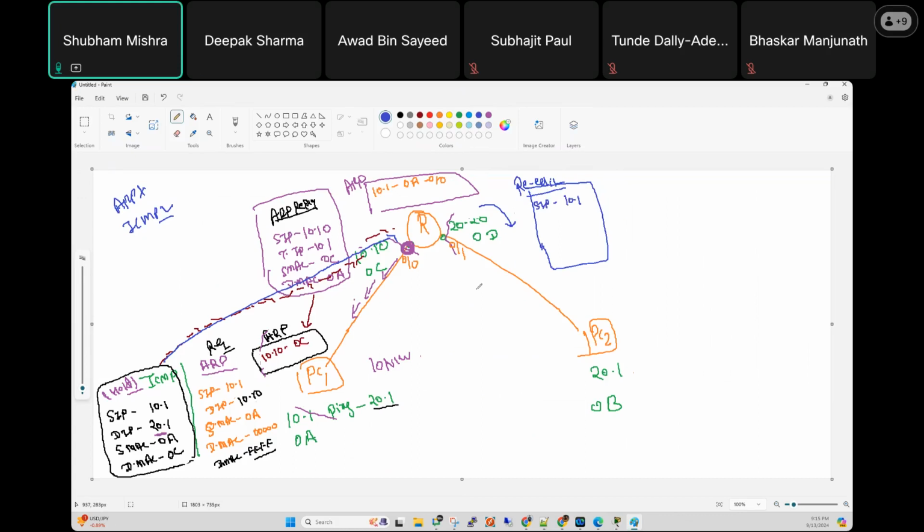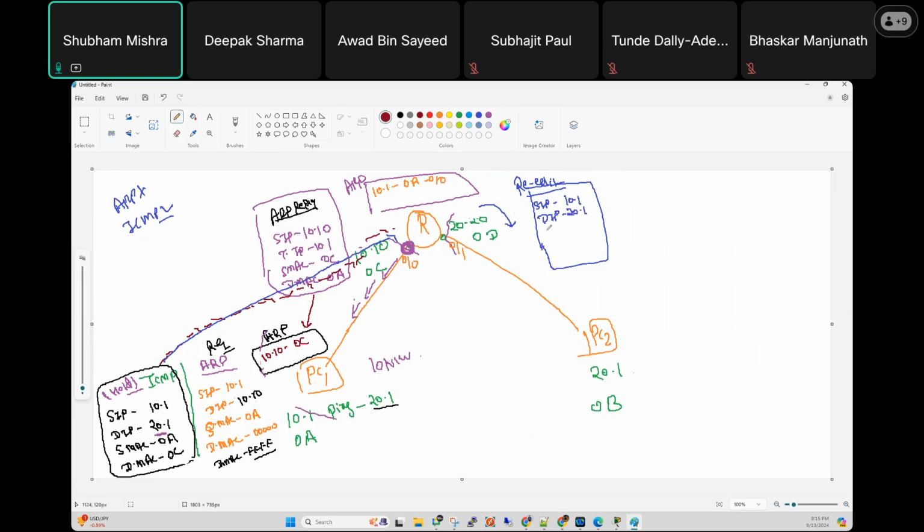Because this is the ICMP packet. This ICMP packet can easily go from one network to another. Our packet cannot go from one network to another, so in that case there will be a default gateway MAC address or IP address. Source IP address will be 10.1. Destination IP address will be the same, 20.1. There will be no change.